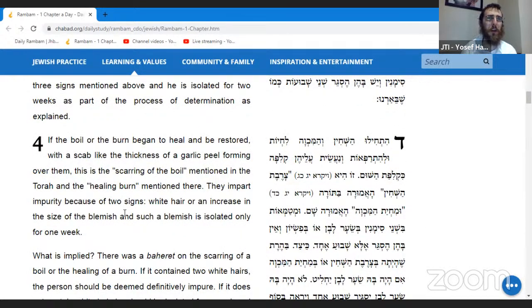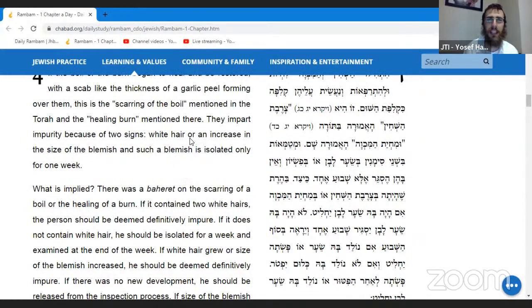Now, if the boil or the burn began to heal and be restored with a scab like the thickness of a garlic peel forming over them, this is the scarring of the boil mentioned in the Torah and the healing of the burn mentioned there, or in Hebrew, Soreves Hashchin and Michyas Hamichva. They impart impurity because of 2 signs: white hair or an increase in the size of the blemish, and such a blemish is isolated for only 1 week.